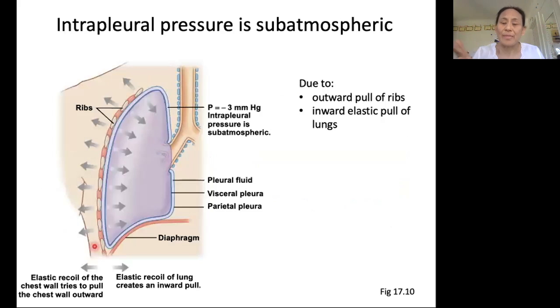Okay, so I'm going to start by saying intrapleural pressure is subatmospheric. It's below atmospheric pressure, okay? And I'm going to explain to you why that is. If you look at this diagram right here, what you can see is basically the reason that intrapleural pressure is subatmospheric is because we have two factors that are both pulling out on the pleura, okay?